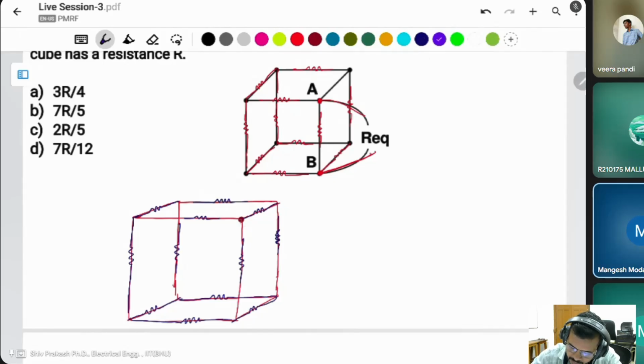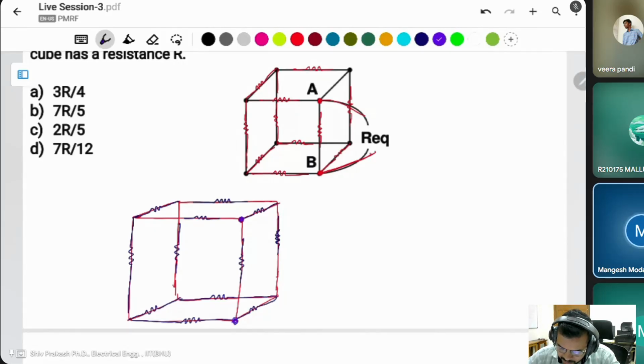Here we need to use the Wheatstone bridge concept. Am I correct? No, no, the Wheatstone bridge does not apply directly. There are only five resistances, but here they are not connected to anywhere. Some resistances are connected in parallel, series not. Can't say directly.